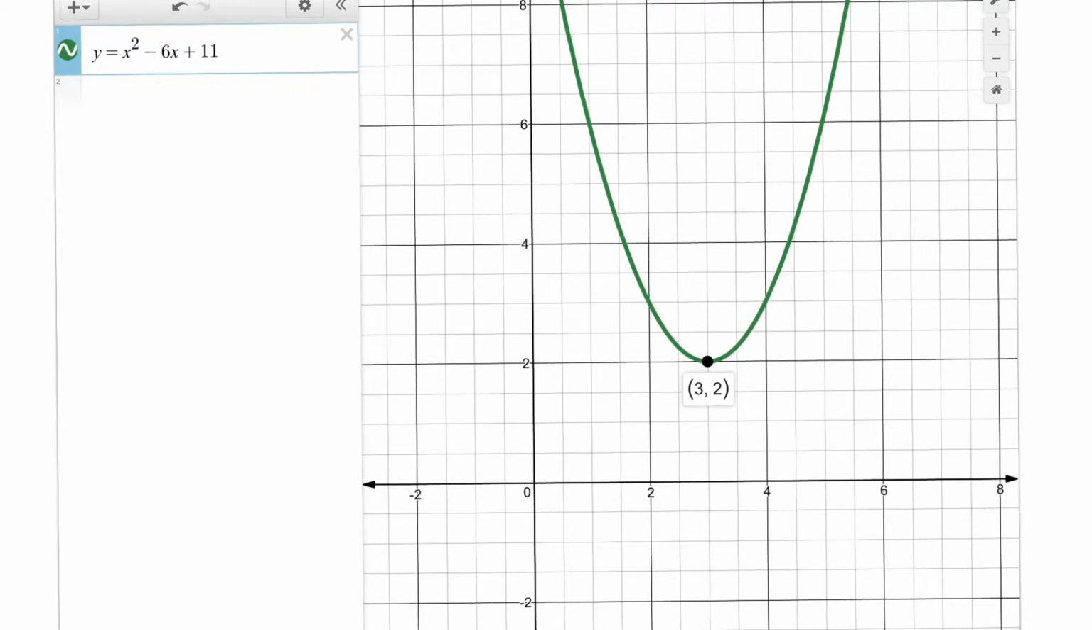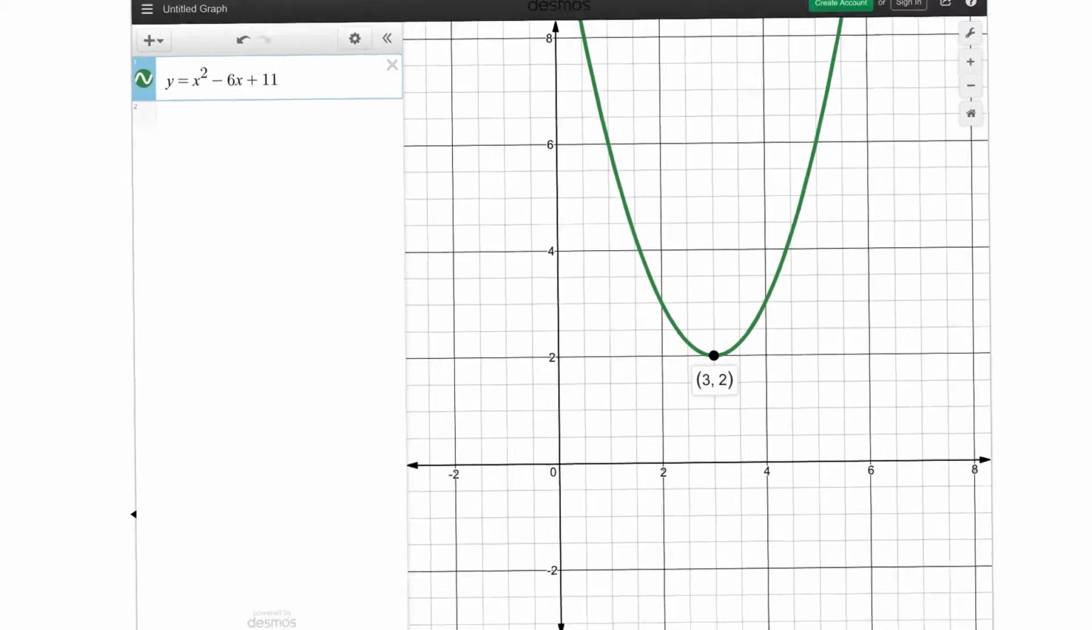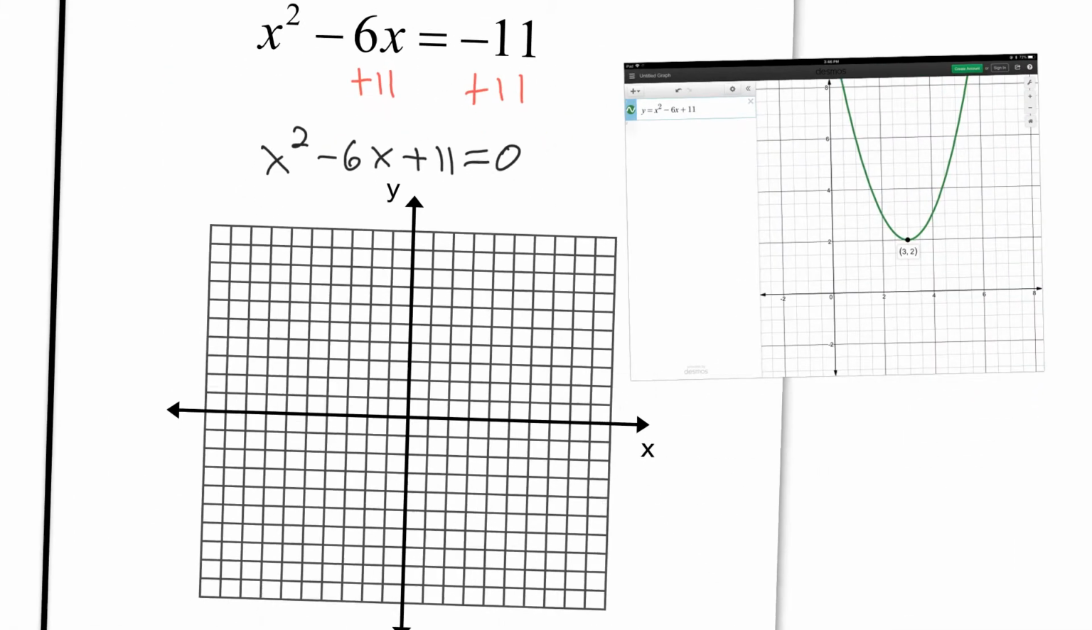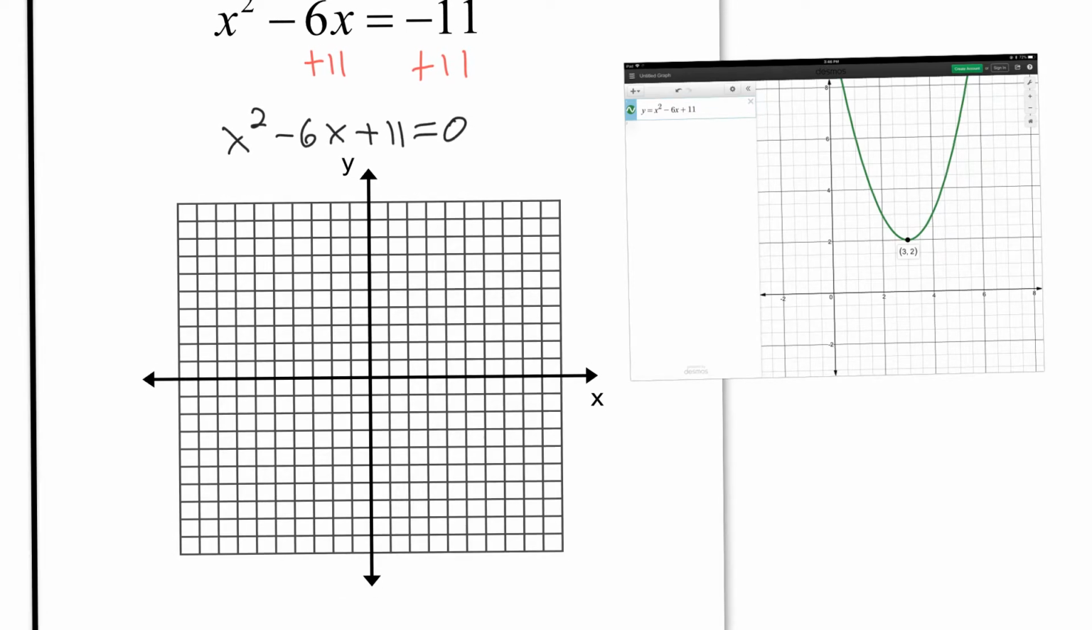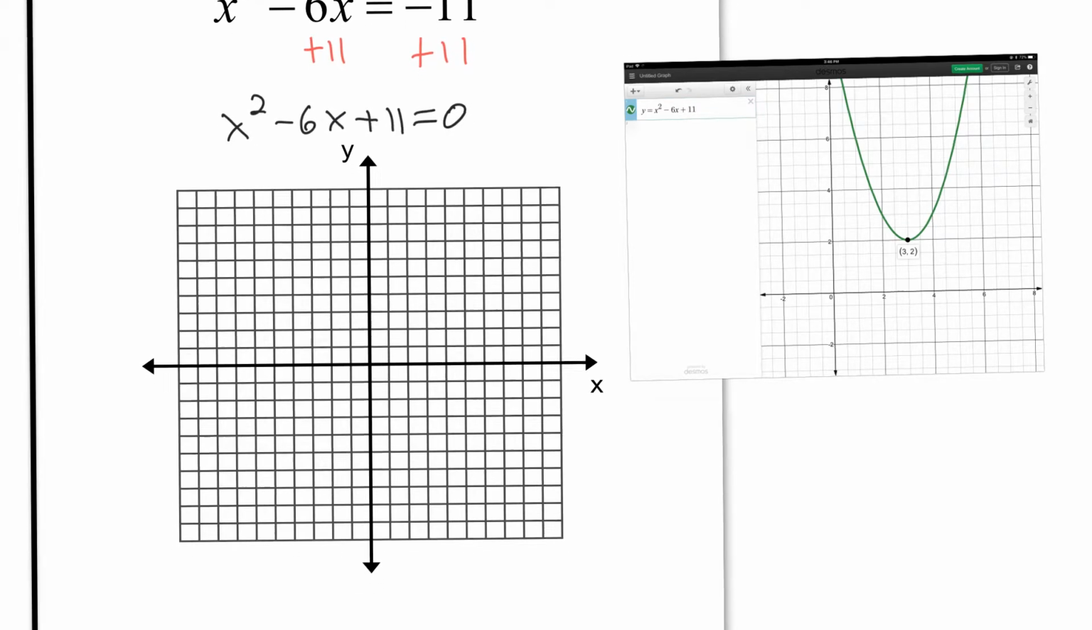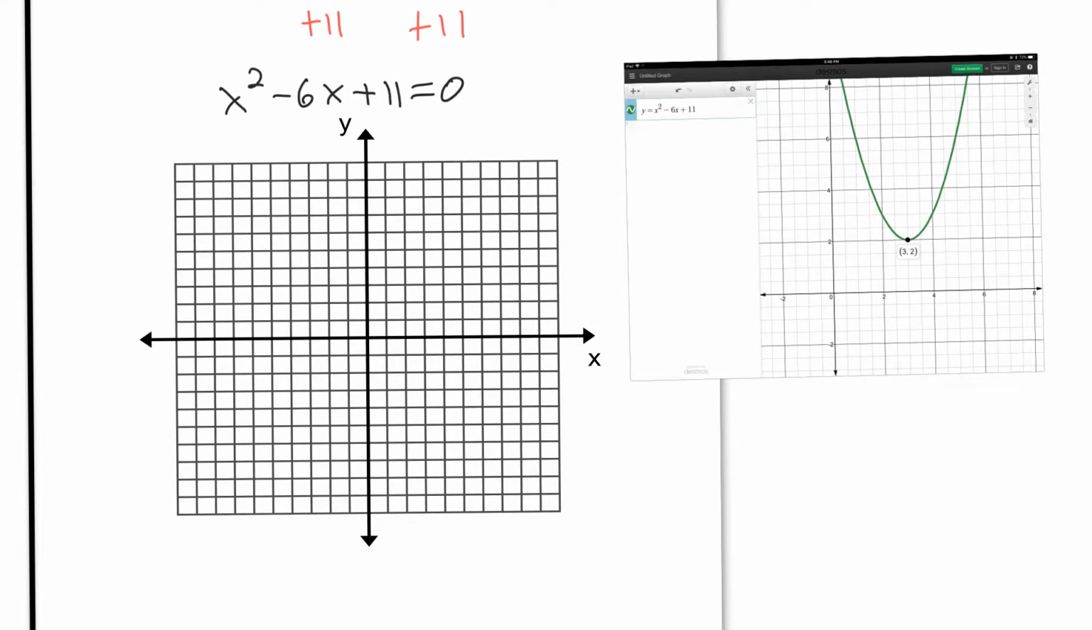Now notice that it's not crossing that axis. So what that means is we have no real solutions. This point here is the vertex of the parabola, but it's not on the x-axis. The parabola is not crossing the x-axis. So my solution would be no real solutions on this one. Once again, because we have the parabola on top of the x-axis, it is not crossing or touching the x-axis.